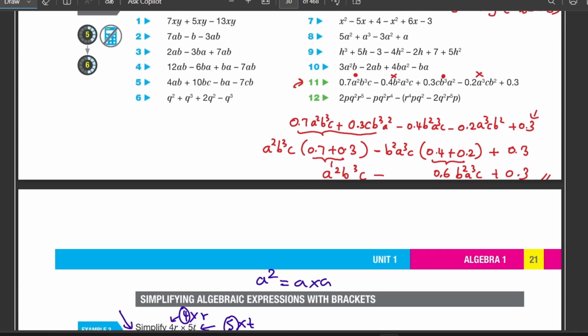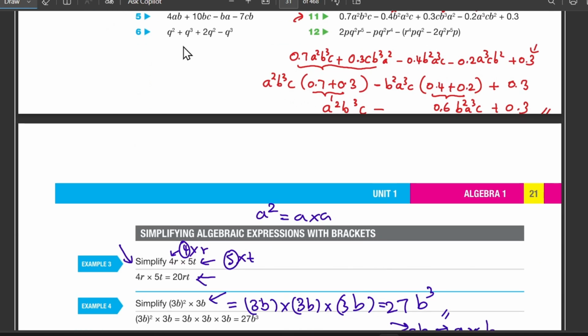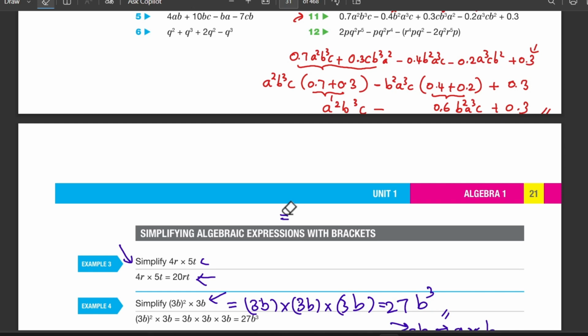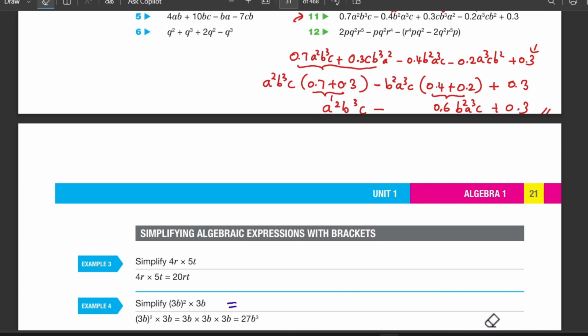Okay, and then we have another example. Now the thing is simplifying algebraic expressions with brackets. So now in the example we have brackets. So that's the different thing now.